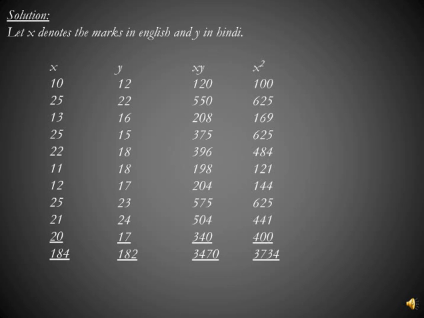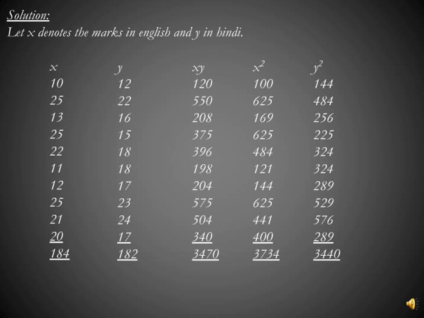Now we have to find another variable, that is X square. X square is simply squaring all the values of X. So 10 square is 100, 25 square is 625, 13 square is 169, then again 25 square is 625, 22 square is 484, 11 square is 121, 12 square is 144, 25 square again is 625, 21 square is 441 and 20 square is 400. On adding all these values, we get sigma X square as 3734.